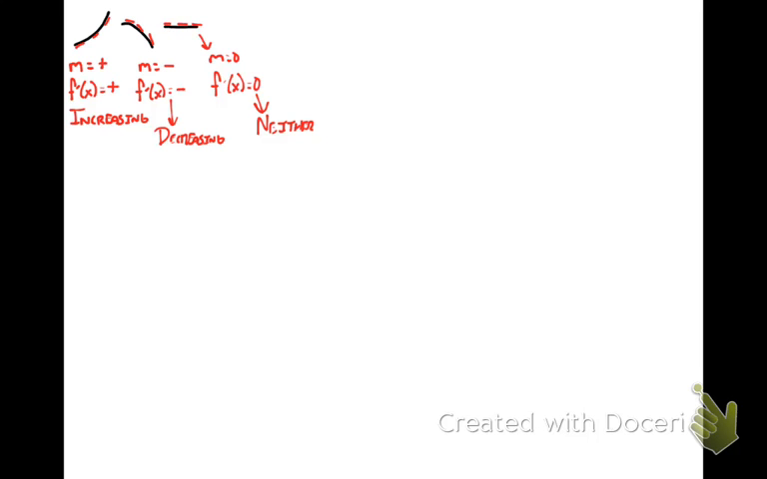We can also know some things about what's called the concavity of a graph. So a graph that looks something like this is said to be concave up. And a graph that is facing downward, so to speak, is said to be concave down.